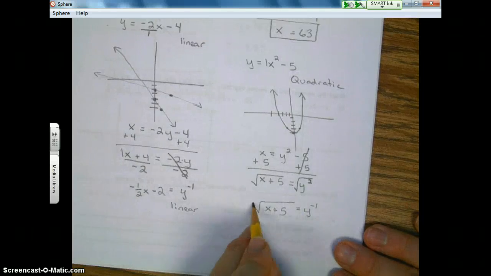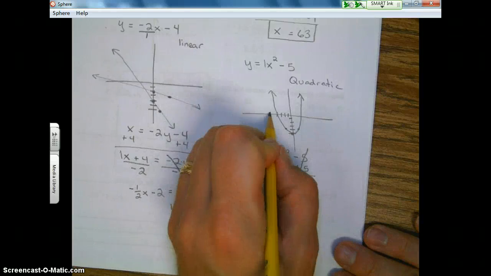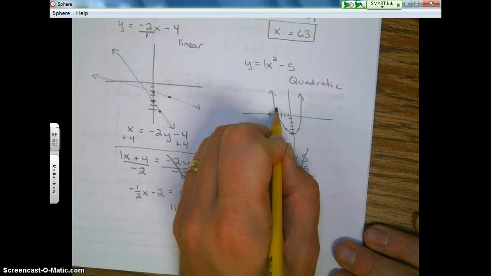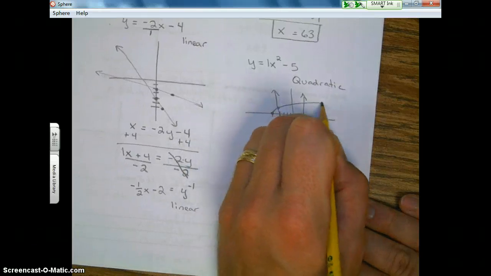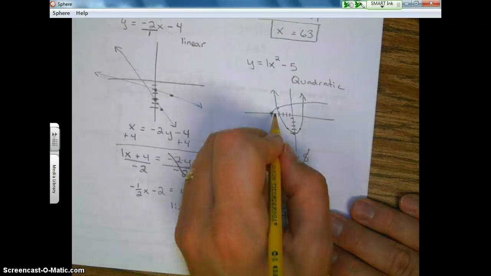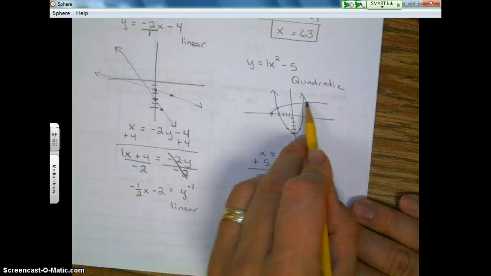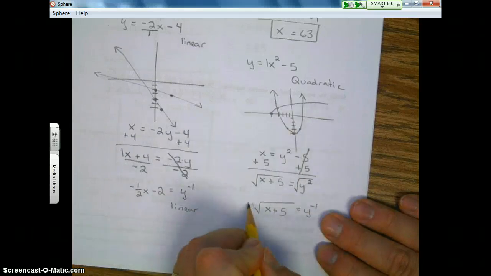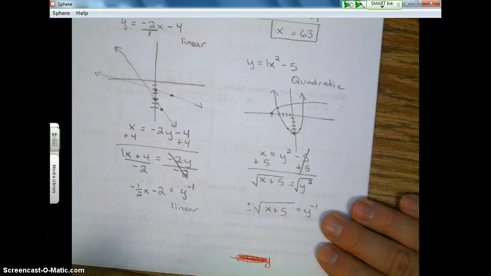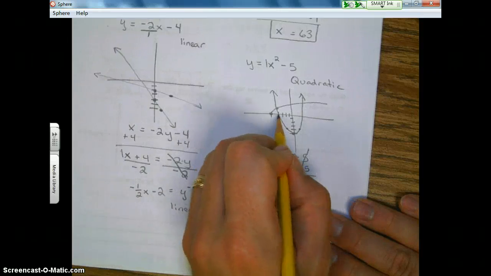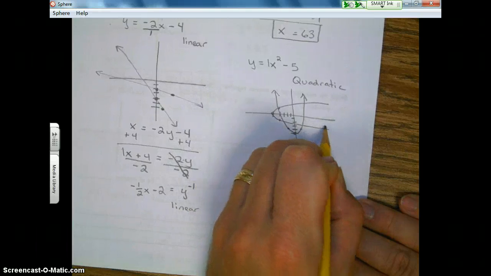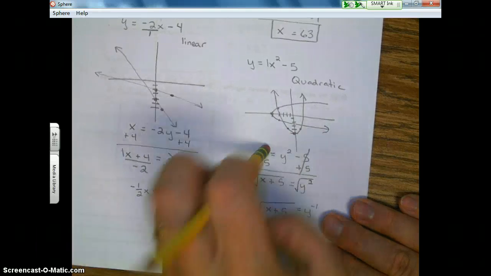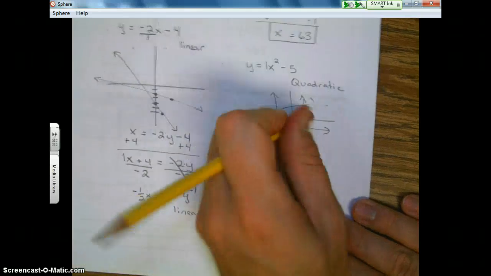And our a value is 1. So from this point, we go over 1 and up 1. And we have our inverse. Now that's just half of it. That's the positive part. Don't forget the negative part. So over 1, down 1. Probably a little bit high on that side there.